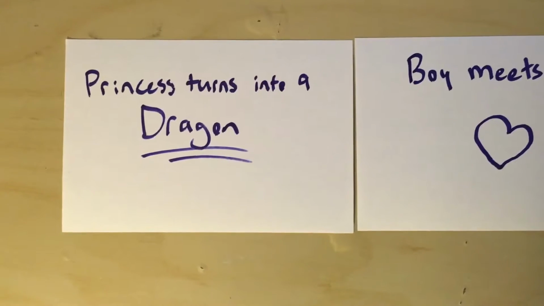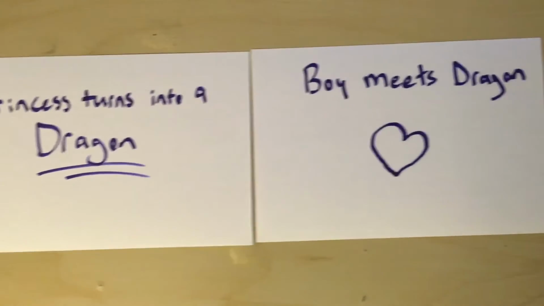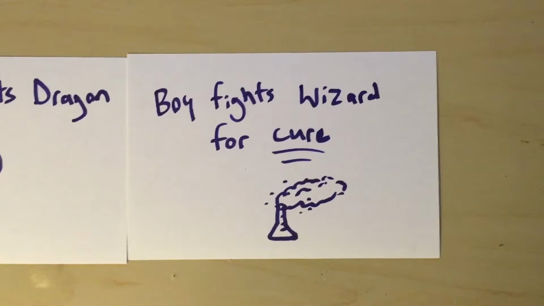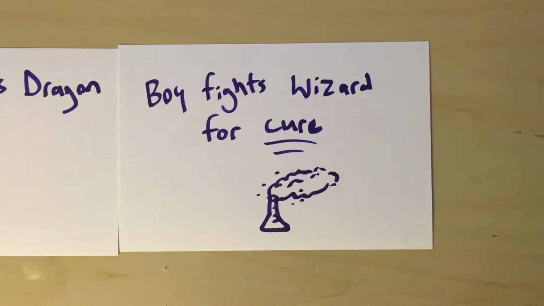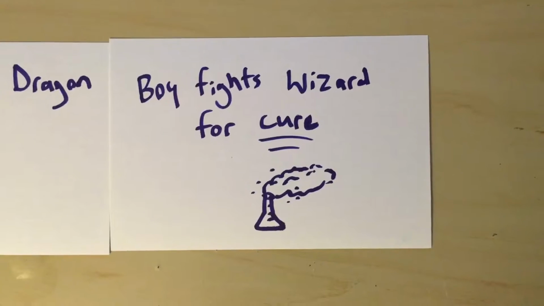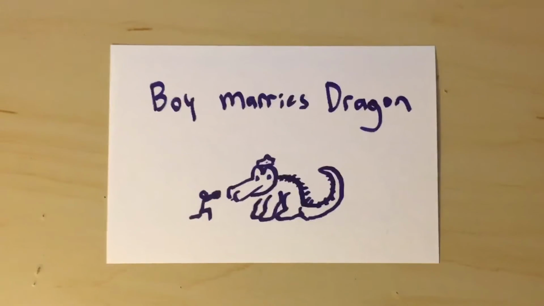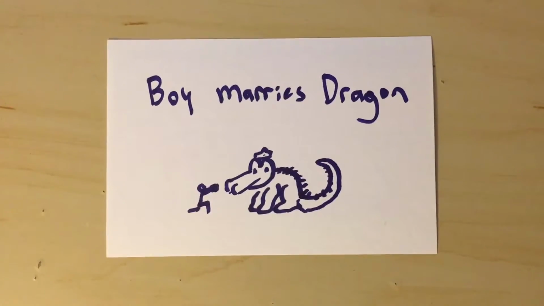If the boy is going to eventually marry the dragon, it only makes sense that the next scene should be the boy finally meeting the dragon. At that point, the boy would use the knowledge from the dragon in order to take on the wizard for the cure for the Slurpee. And after defeating the evil wizard and getting the cure, the boy could finally marry the dragon.